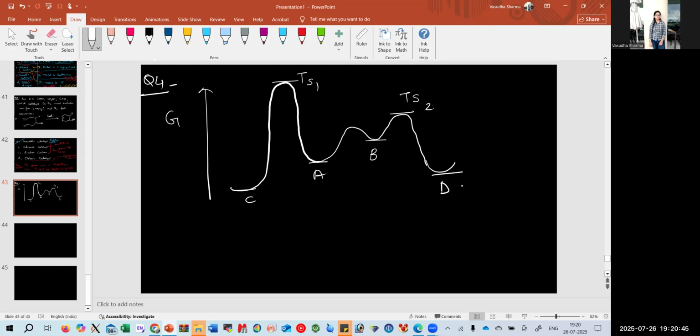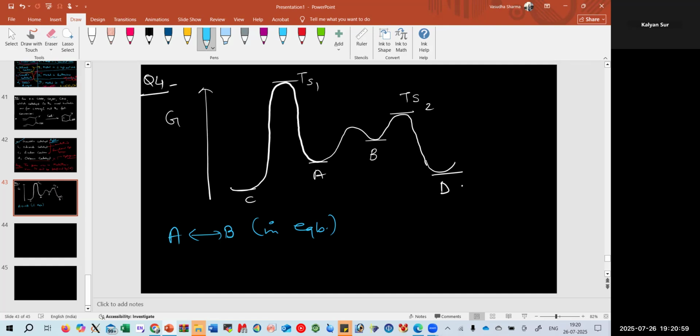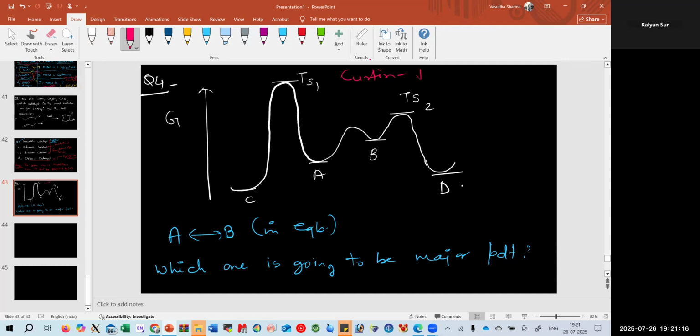so now based on this Curtin-Hammett principle, we are saying that A and B are in equilibrium. So now you need to find out which one is going to be the major product. This is actually following your Curtin-Hammett principle. And this is your question, like you need to find out on your own.